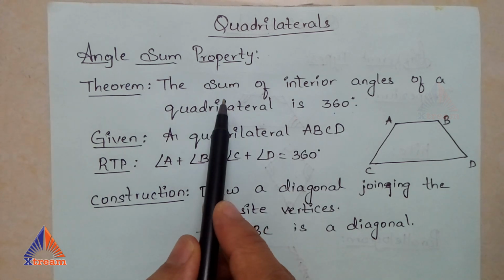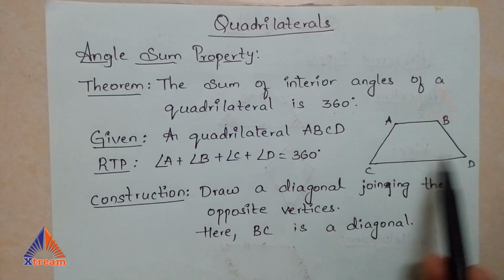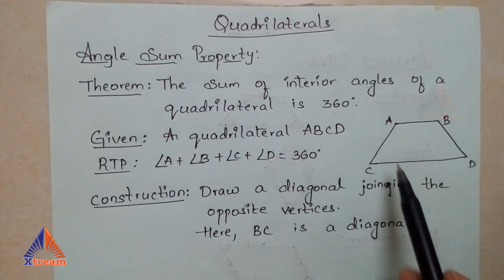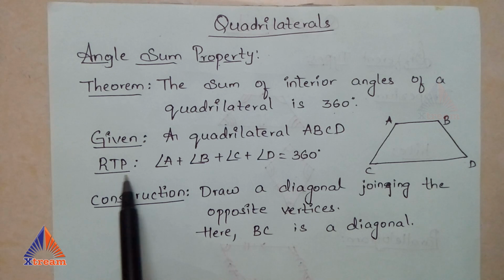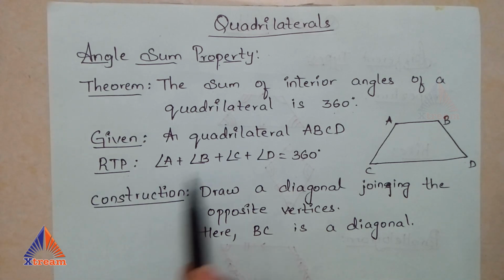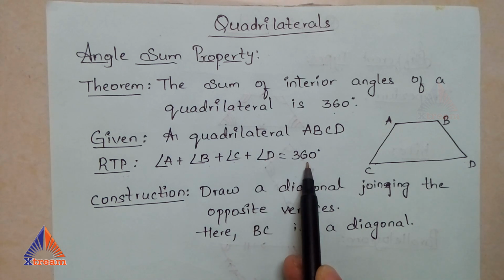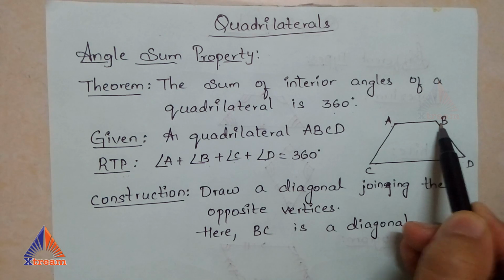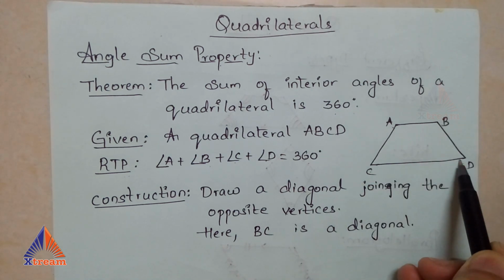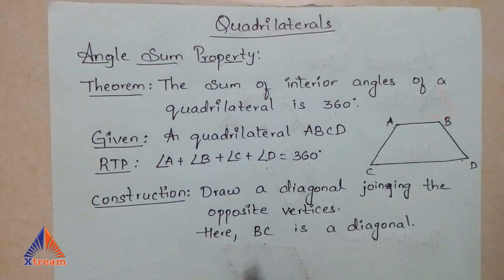For this, to prove this theorem, what is given? There is a quadrilateral ABCD. I've taken a quadrilateral which is in the form of a trapezoid or a trapezium. Okay, I'm taking help of that. And what is RTP? Required to prove. What we need to prove is angle A plus angle B plus angle C plus angle D is 360 degrees. This is what we are going to prove under angle sum property of a quadrilateral.